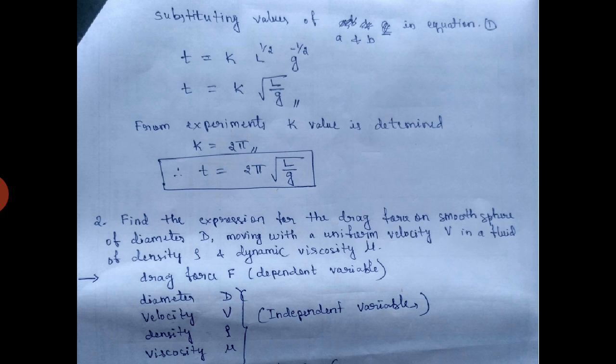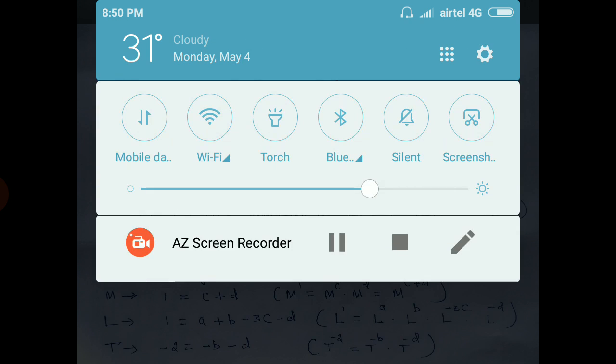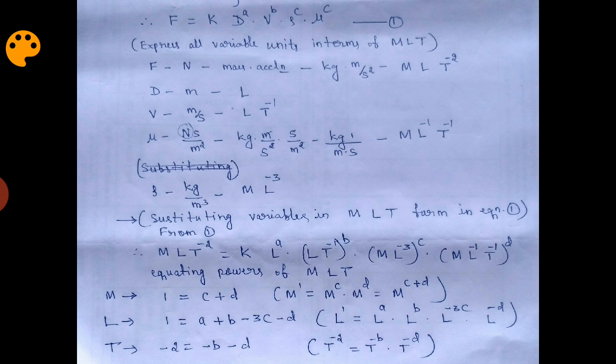Then in the next step we can write down that drag force F is a function of diameter, velocity, rho and mu. Mathematically we can write it like this: F, that is drag force, is equal to K, which is a constant, d raised to a, v raised to b, rho raised to c, mu raised to d. It is written wrongly here, that should be d. So it is mu raised to d.